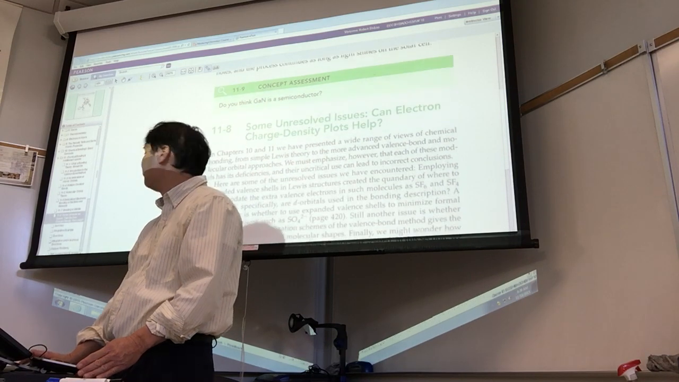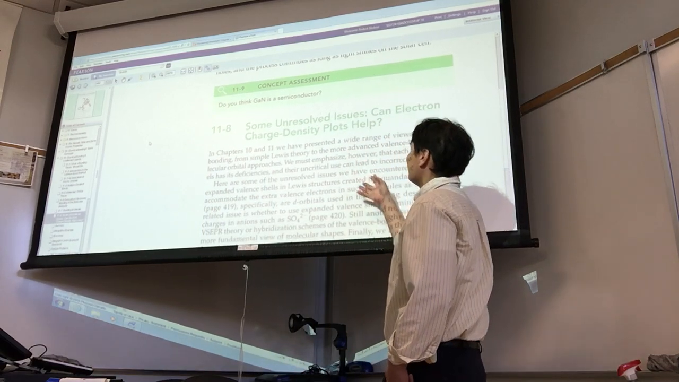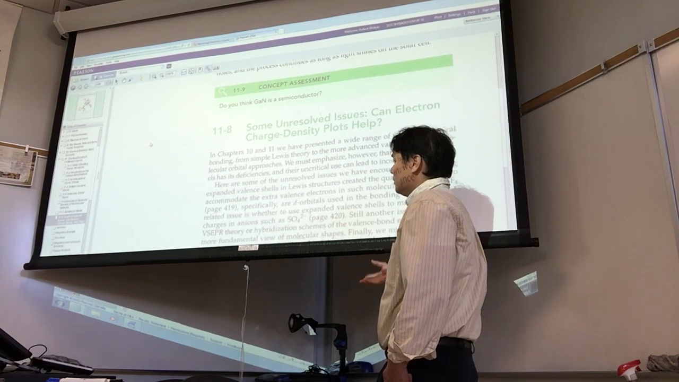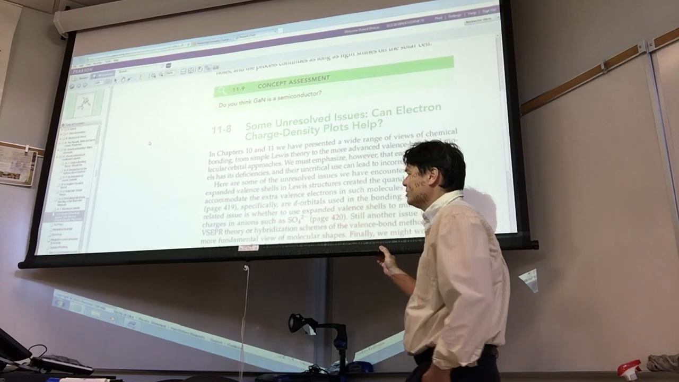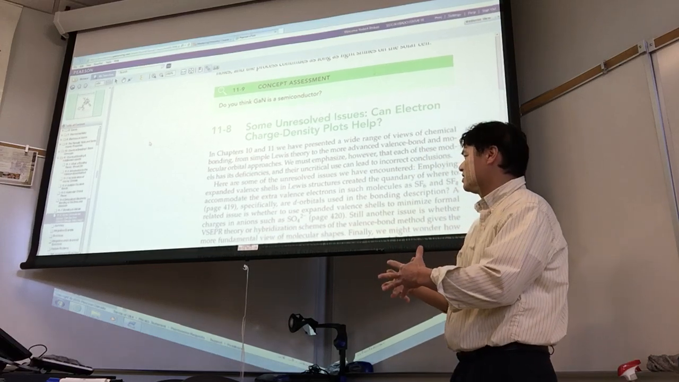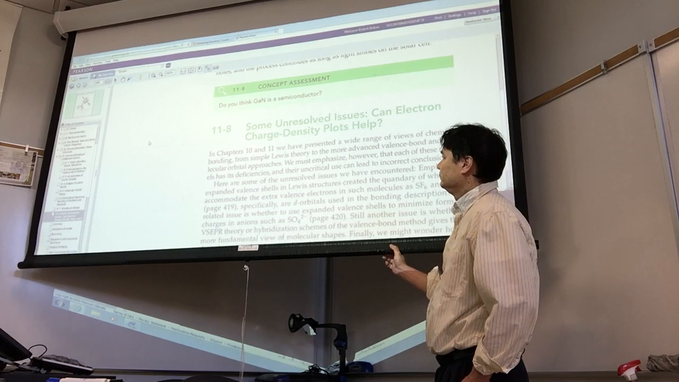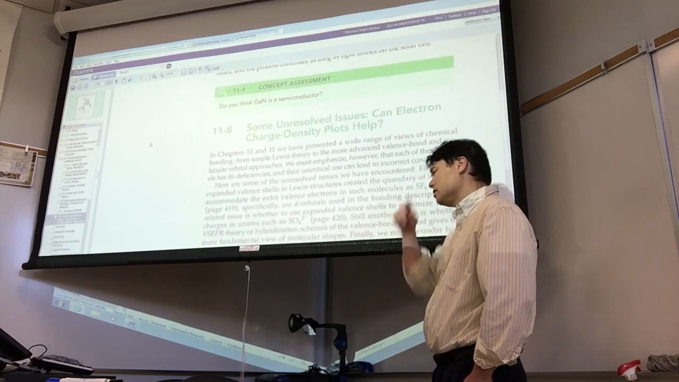So let's see. It says, some unresolved issues. Can electron charge density plots help? Yes, electron charge density plots do help. We're approaching this from a valence bond approach. When you do this with MO, everything kind of mixes together, and this doesn't. But we're using this, so we want to understand valence bond theory as thoroughly as we can.